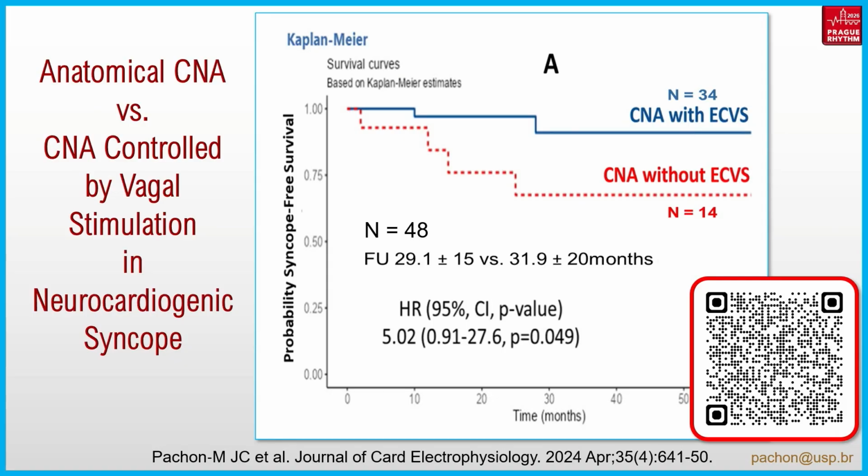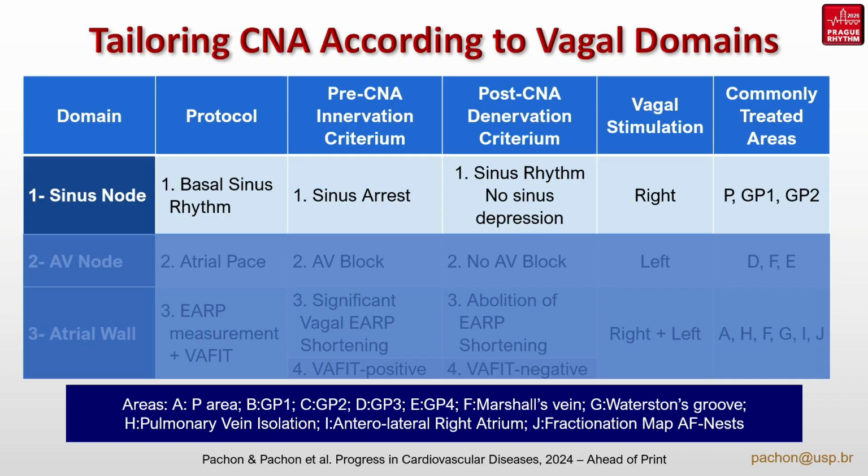So it makes it possible to have control of the cardioneuroablation procedure. And in order to see the value of the extracardiac vagal stimulation, we compared a population of patients submitted to cardioneuroablation with and without vagal stimulation. And we found that the patients with cardioneuroablation controlled by vagal stimulation presented about 5 times less recurrence.